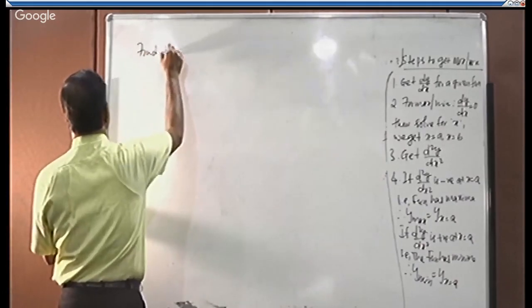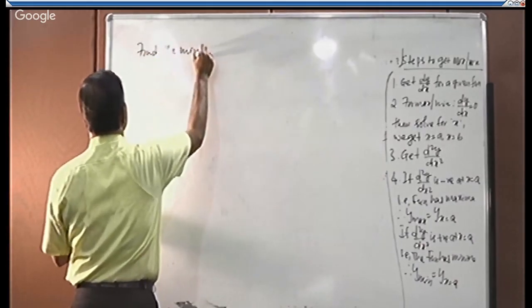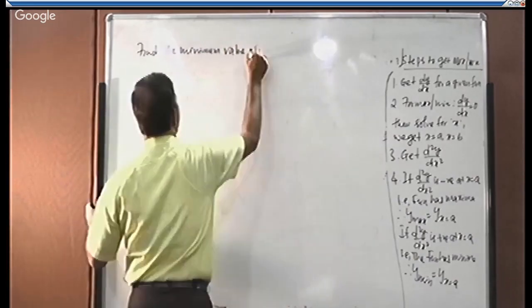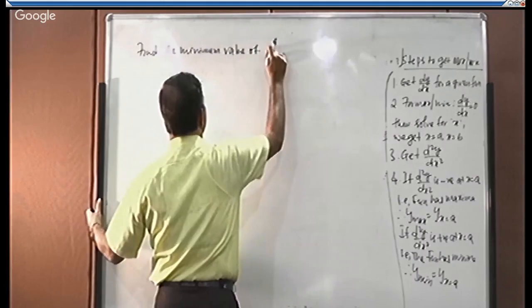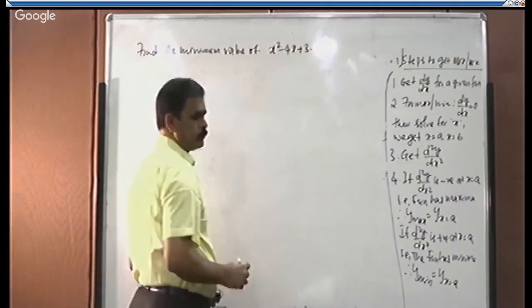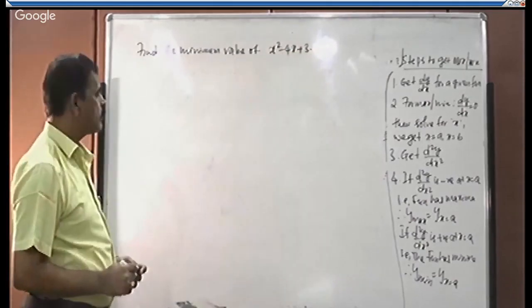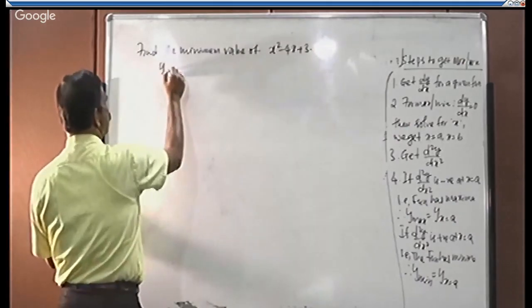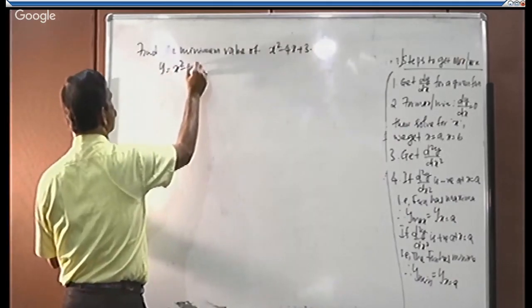Find the minimum value of x square minus 4x plus 3. What is the function? The function is x square minus 4x plus 3. Y is equal to x square minus 4x plus 3.